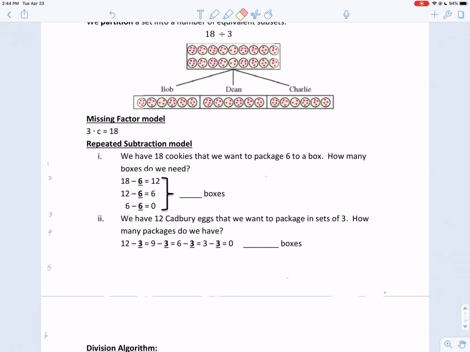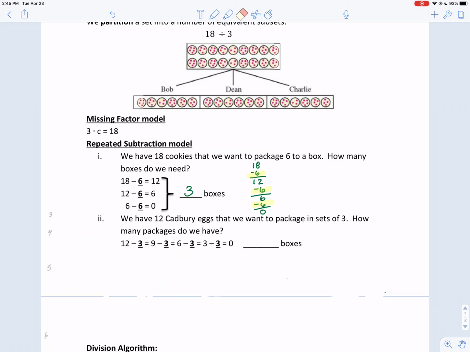So we're going to have 18 cookies. We want to package them 6 to a box, so we need to figure out how many boxes we need. You can also do this vertically. So we have 18, we're going to subtract 6 and get 12, subtract 6 again and get 6, and subtract 6 again until we have 0. Notice we have subtracted 3 times, so we have 3 boxes. So 18 divided by 6 would be 3.